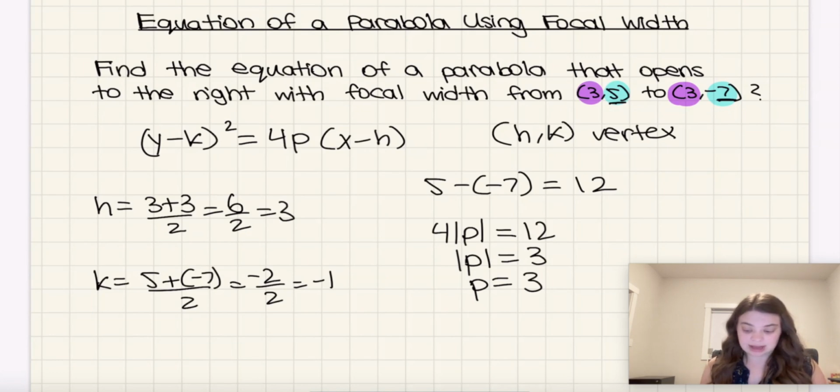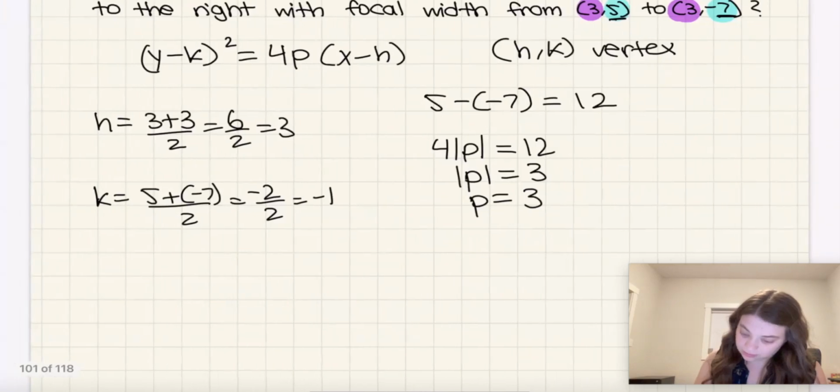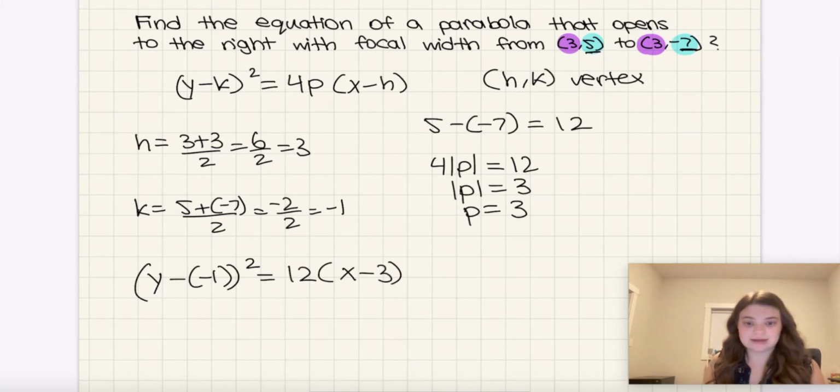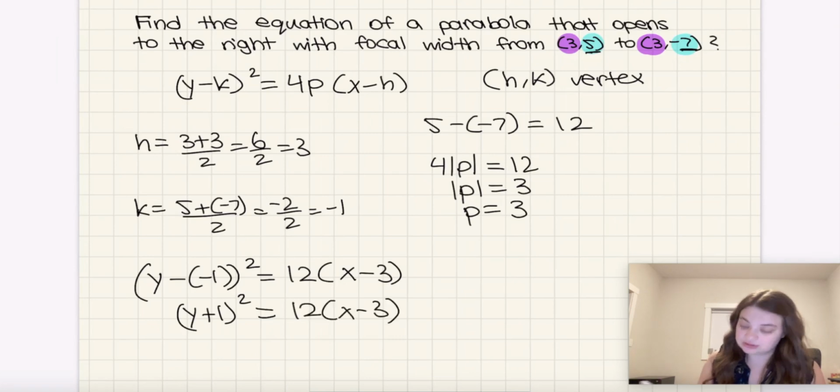Next, we can write out the full equation here. The full equation is going to be (y - k)^2, so (y - -1)^2, is equal to 4 times p, so 4 times 3, which is 12, times (x - h), so (x - 3) there. And then y - -1 can just be switched to y + 1. So the final answer for this one is (y + 1)^2 = 12(x - 3).